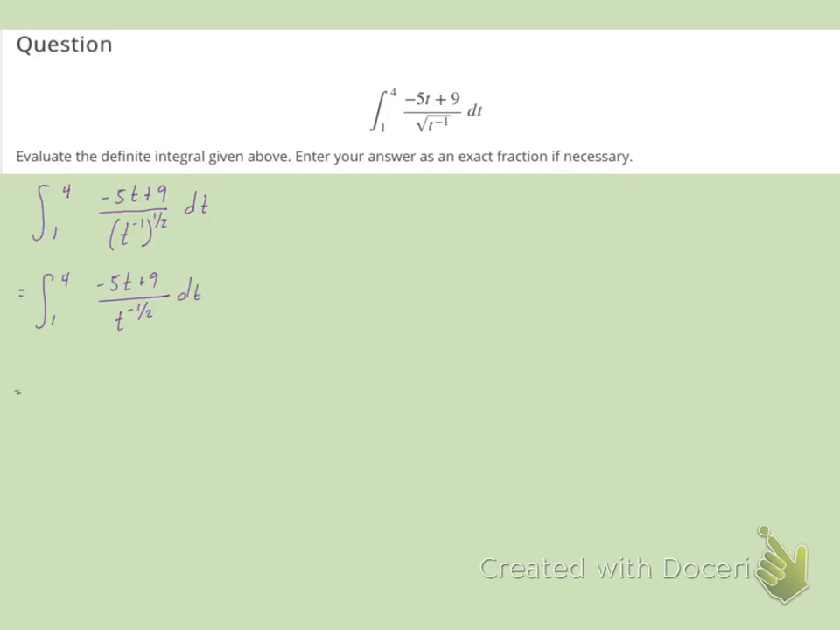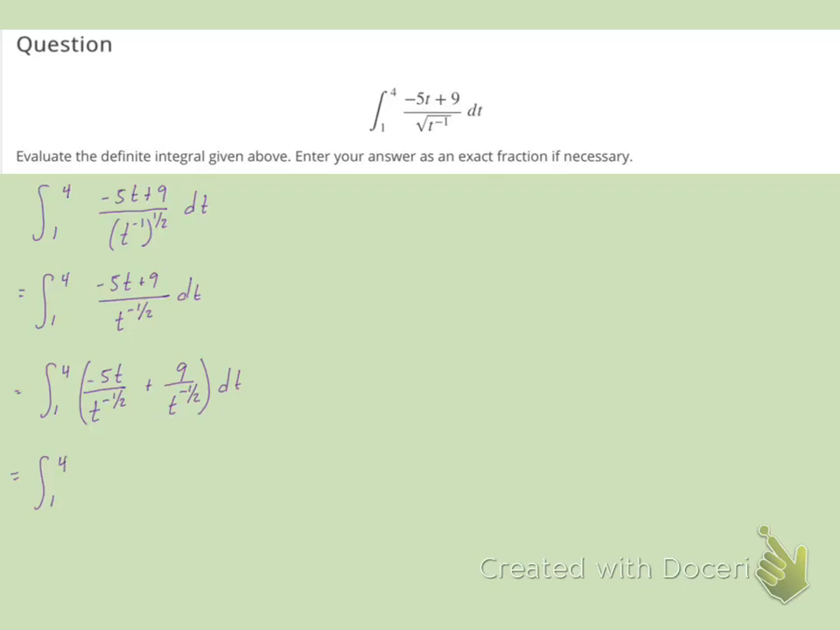And we can distribute this denominator. We've done this before. We have negative 5t over t to the negative 1/2 plus 9 over t to the negative 1/2 dt. And I'm going to keep going until I can get this into a nice power rule.